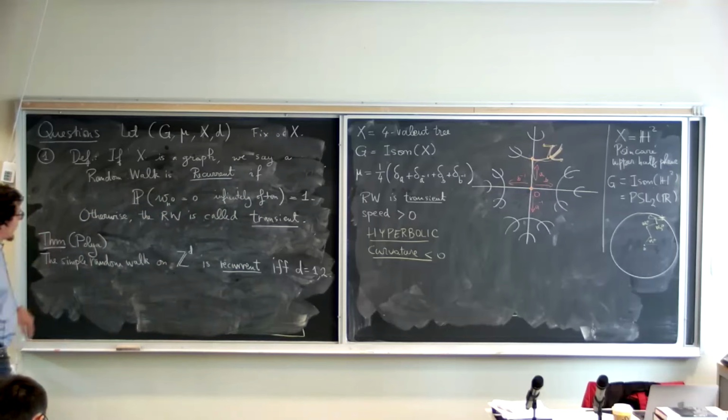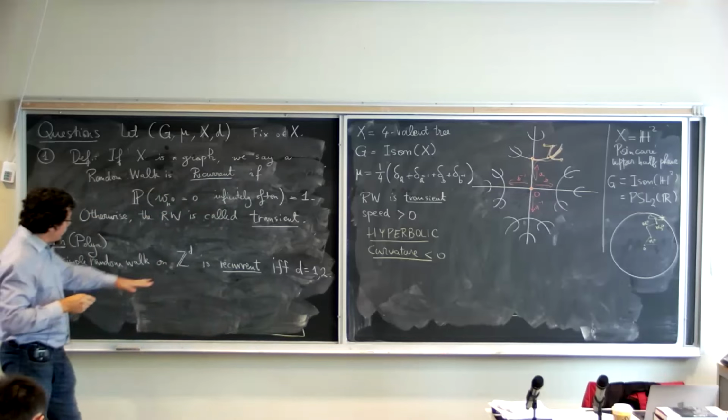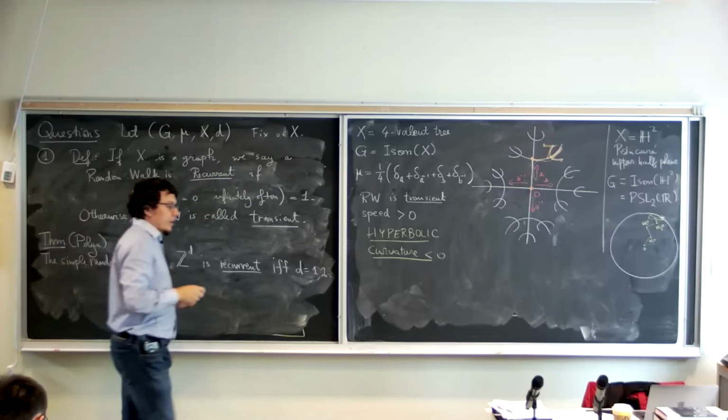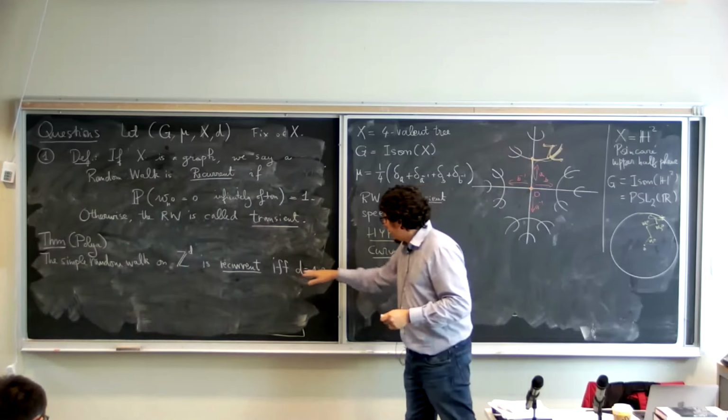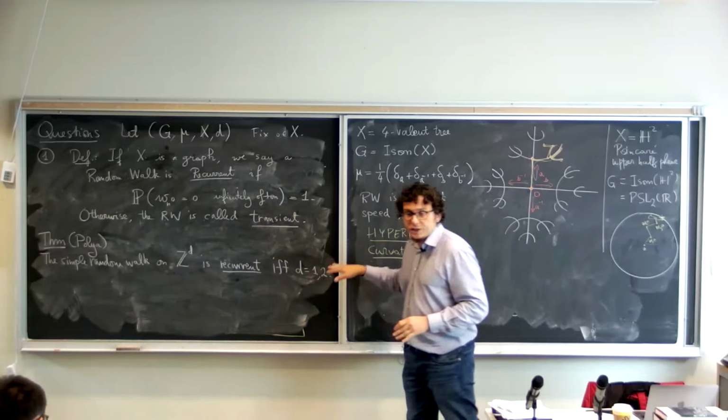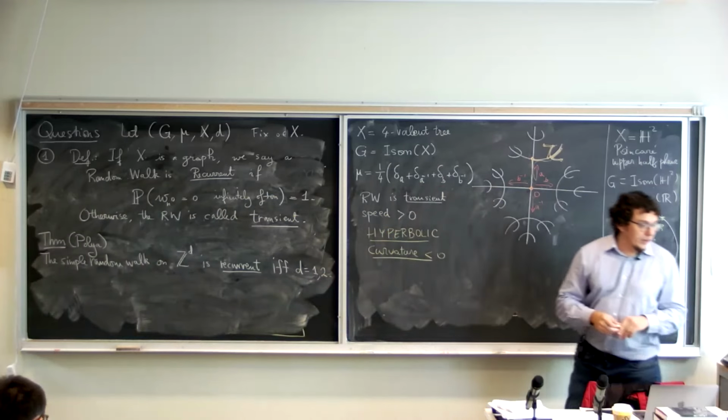Okay, so this theorem is only on abelian groups, but it's very important. I think we will give at least a proof of the cases d equals 1, 2, and 3 to see what the difference is.